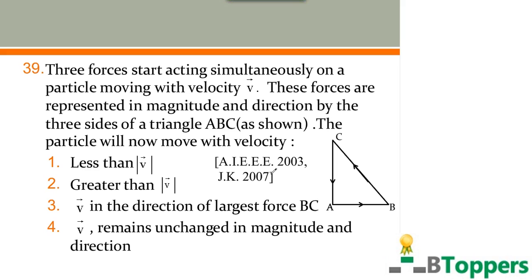So when the net external force on the body is 0, from Newton's first law, the body will either remain at rest or move with uniform velocity. The body is originally moving with velocity v bar before application of these three forces. Then even after application of the three forces, it continues to move with the same velocity v bar in the same direction, because the resultant of the three forces is 0. So the fourth option will be the answer.